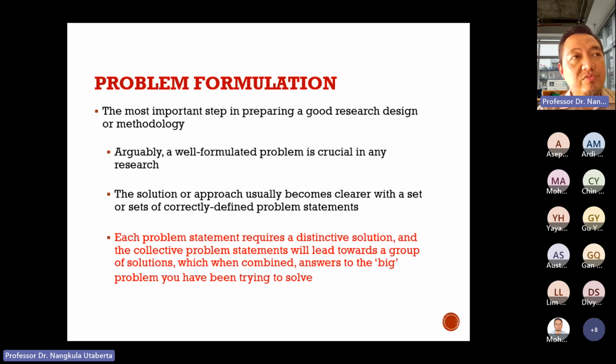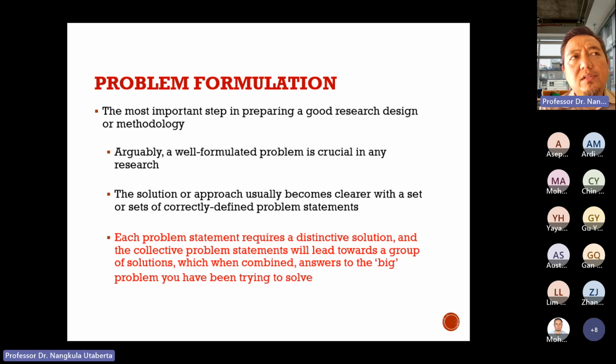If you are not able to convince them that the research is important, that there is a very urgent and important issue that you have to address, then you lose the whole thesis, the whole research. So it's the most important step. When you start a research, you must identify a clear, arguable problem. A well-formulated problem is crucial in any research. It is very crucial. So if any of you, in your master or PhD, are not sure about the issue that you would like to address, you have to rethink your thesis.